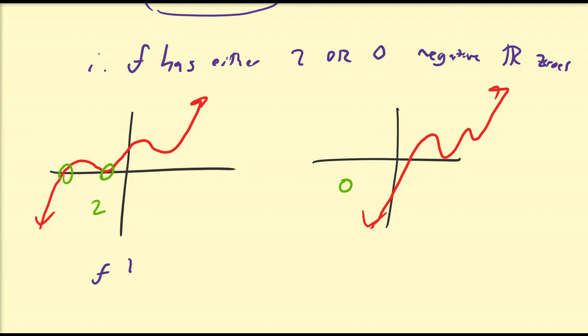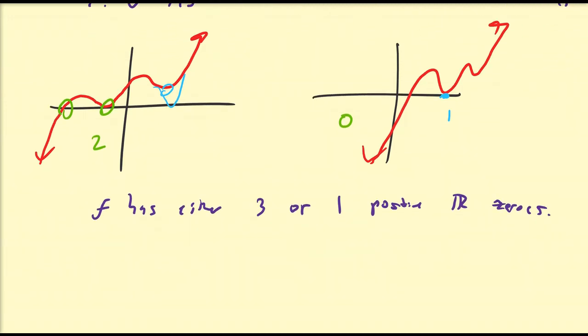So remember, f has either 3 or 1 positive real zeros, right? So in this picture, this is our 1. This curve could come down and bounce off. So it could have 1. So these are the two cases for the 1 case.